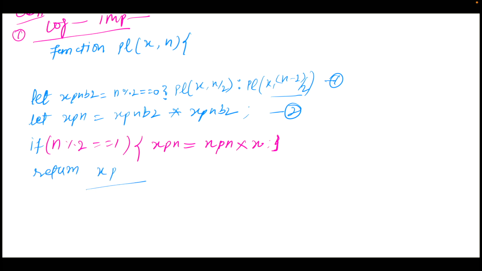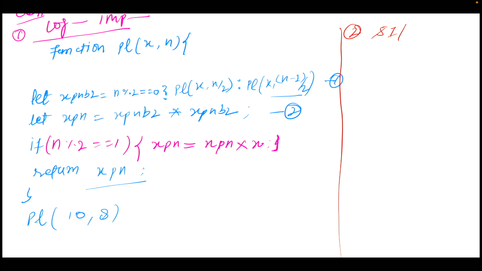This is simple. Now we have to call the function power logarithmic. Here x will be 10 and we are passing n equals 8. Now, in our second step we will implement the stack implementation, otherwise you can call it the base case implementation.